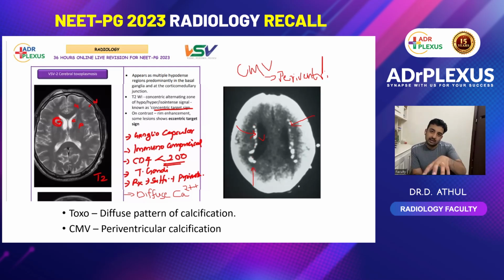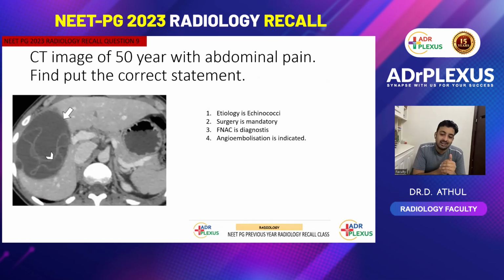So this is the calcification pattern that we get in CMV. This is again a very important topic which has been repeated many number of times. So what this exam taught us is that we have to give importance to the repeatedly asked topics. Always those topics are very important. This is again another repeat question.